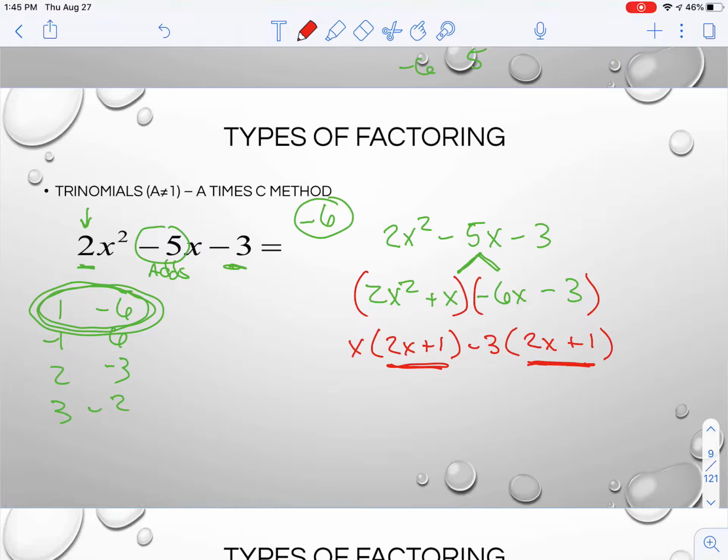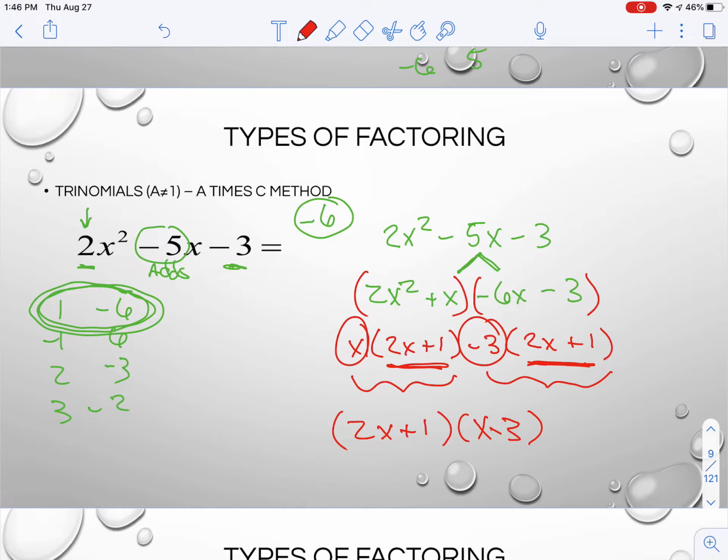So now, when we pull out the greatest common factor from this term and this term, what do they both have in common? A factor of 2x plus 1. And then what remains? X minus 3. Okay?